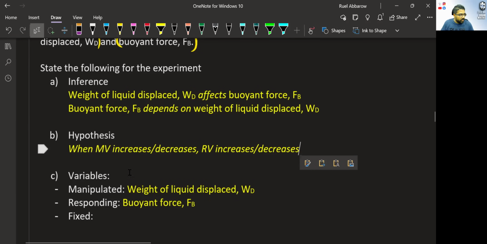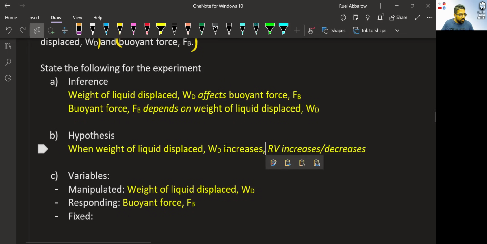So here, what is the MV again? The weight of liquid displaced. So we say, when the weight of liquid displaced increases. You choose either increase or decrease. Then the RV, the buoyant force. What will happen to the buoyant force? This is where you have to make your educated guess, based on the theory. What will happen if there is more water displaced? What will happen to the buoyant force?